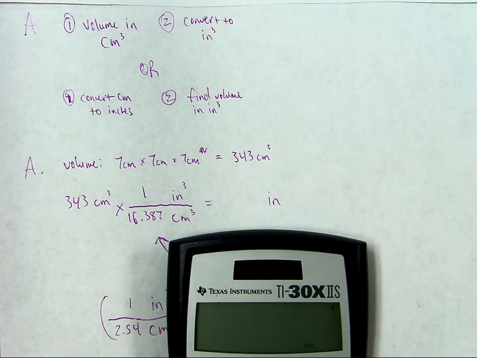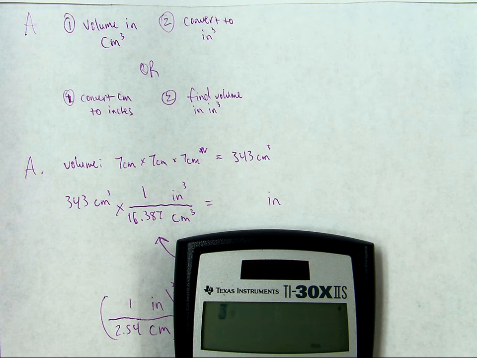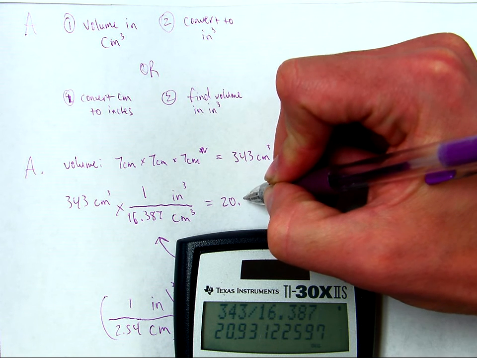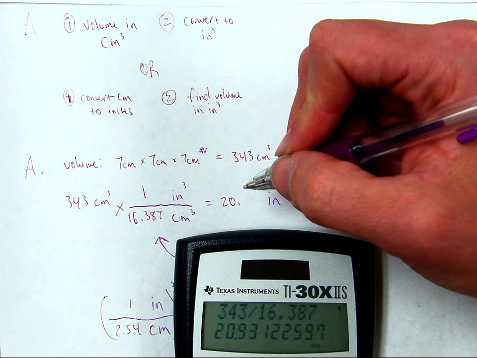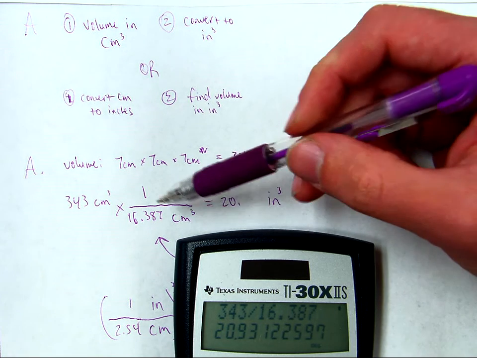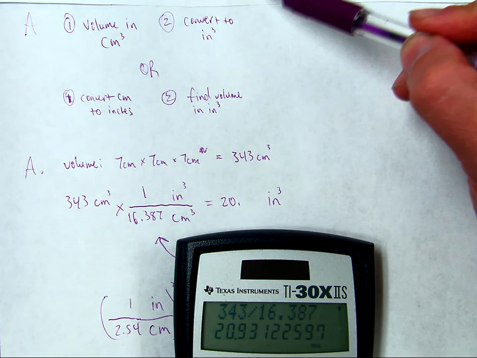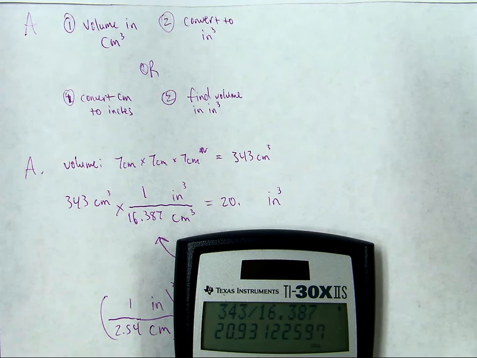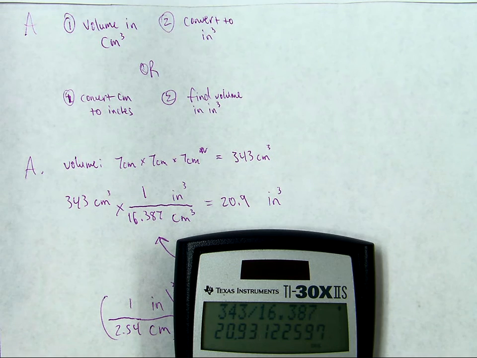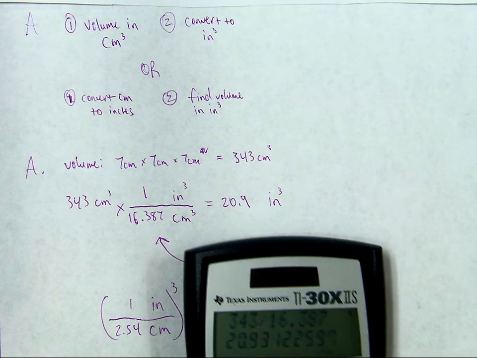So now it's just a matter of plug and chug. So here is the calculator. We take 343 cubic centimeter volume, divide it by 16.387, and I get a volume of 20.93 whatever cubic inches, but before I finish writing this out, I need to consider how many significant figures. 3 significant figures here too. Well, 20.9 cubic inches. Okay, so that one works.